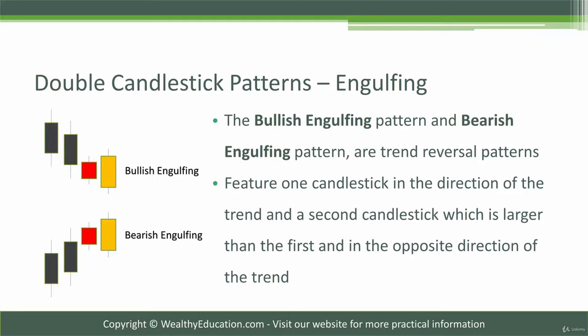So if we have a bullish trend, we'll have a bullish candlestick, usually with a long body, and then the second candlestick will be a bearish candlestick with a longer body than the first candlestick that encompasses or engulfs the body of the first bullish candlestick. And the same is true for a bearish trend in the opposite direction.